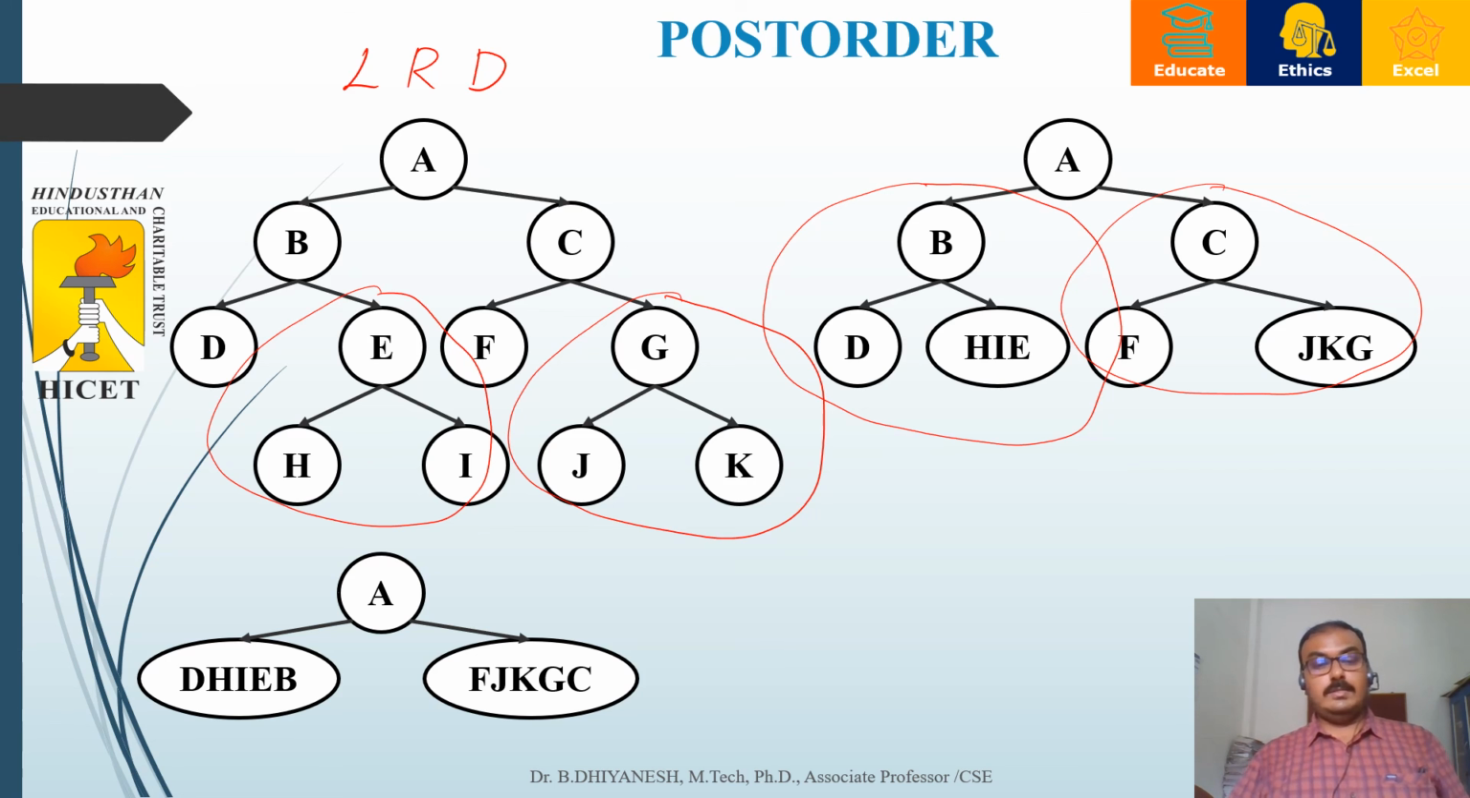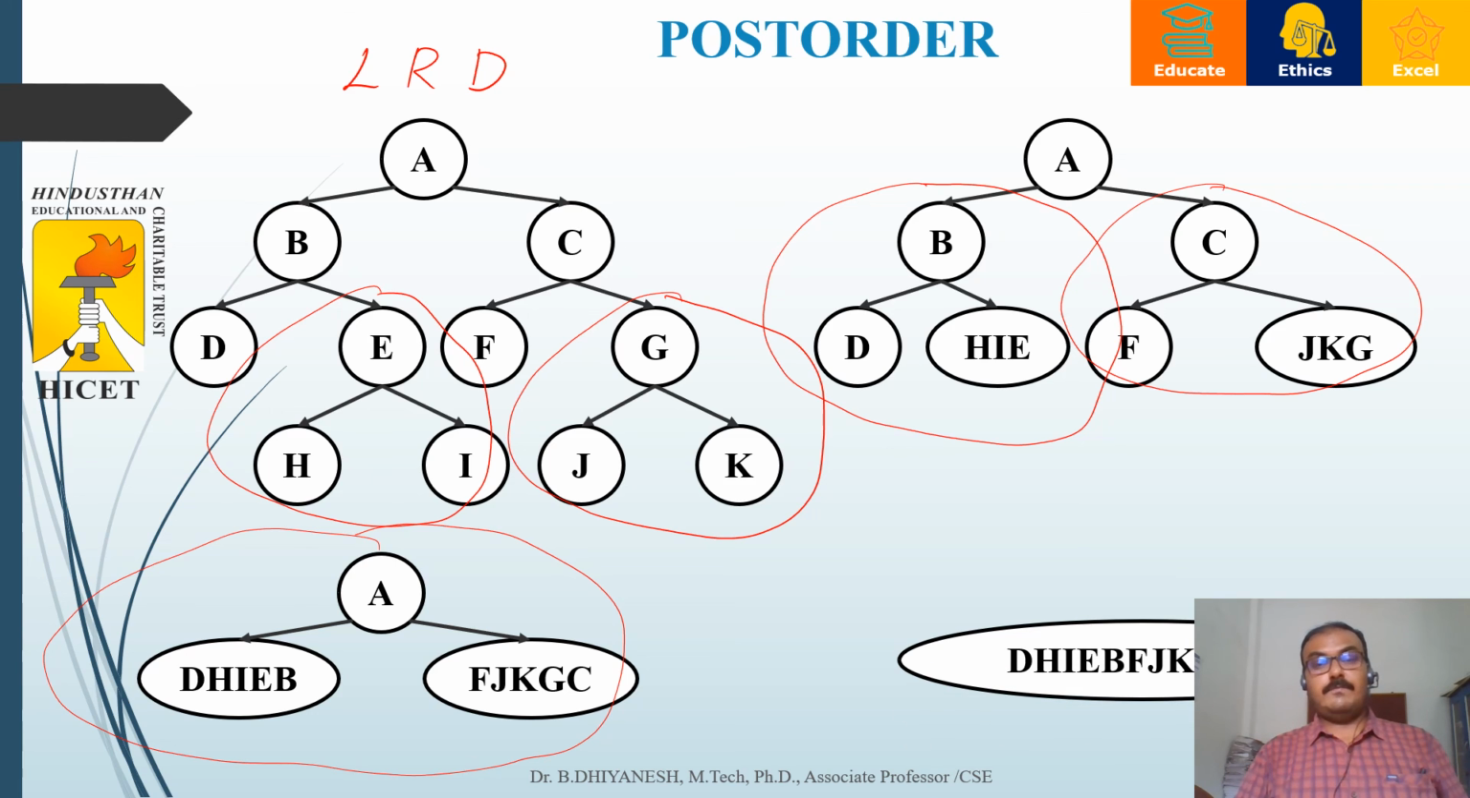Now if you solve the entire tree, you will get D, H, I, E, B, F, J, K, G, C and the root node is A. So this is our final answer.